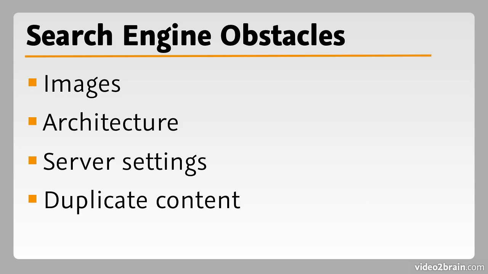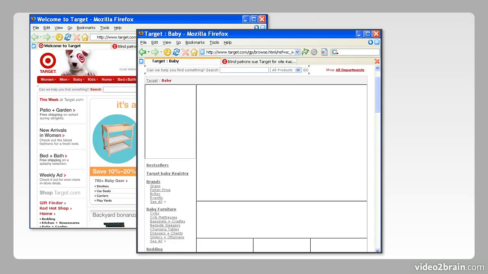And then also, one of the things that drives SEOs up a wall is duplicate content. Duplicate content is frustrating, and a knowledge of code will enable you to troubleshoot why it's happening and how you can stop it. The first thing, though, is images.